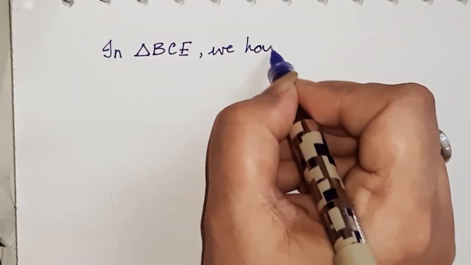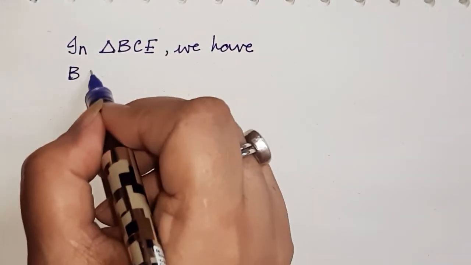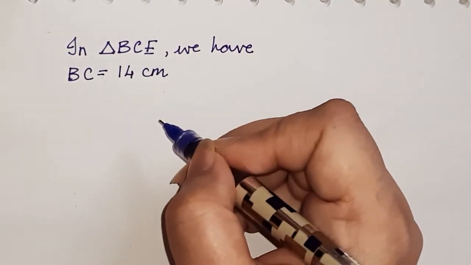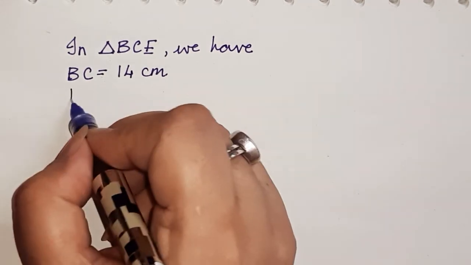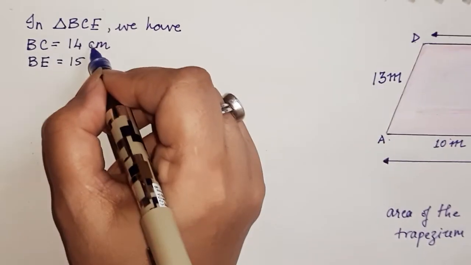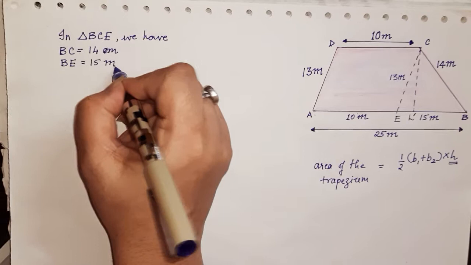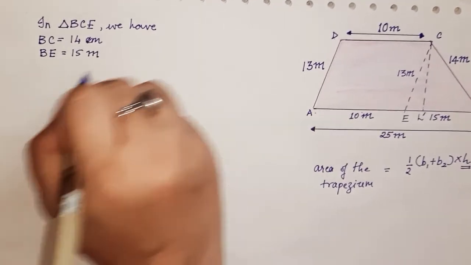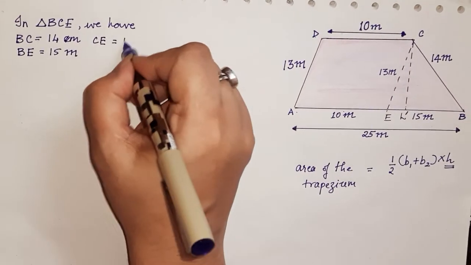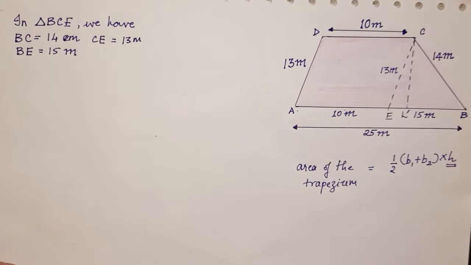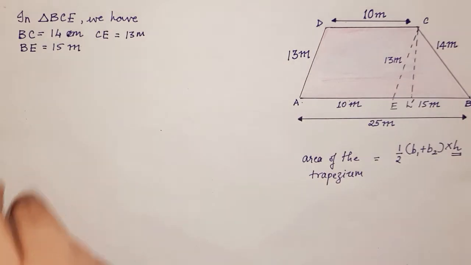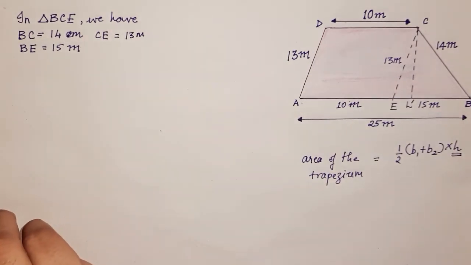We have BC, which is equal to 14 meters, right? And BE, that is equal to 15 meters. Sorry, this is not centimeter, this is meter. And the third side CE is equal to 13 meters. So we will find the area of this triangle BCE using Heron's formula.